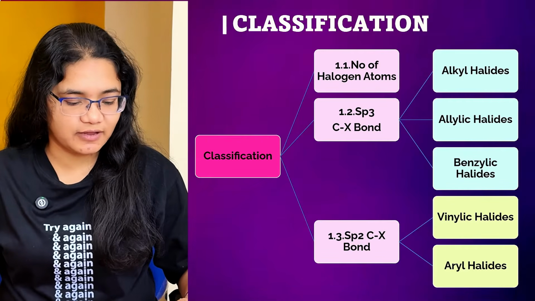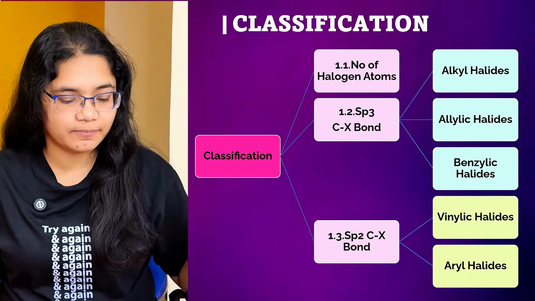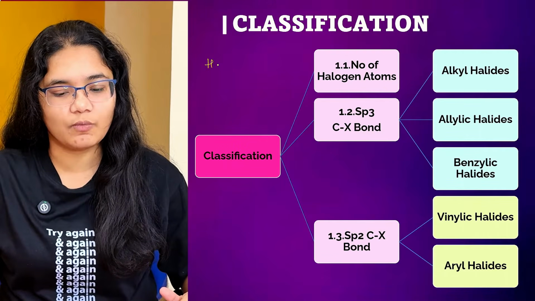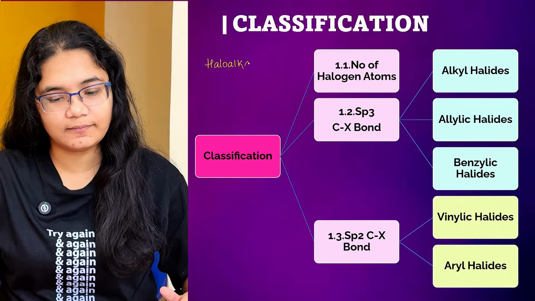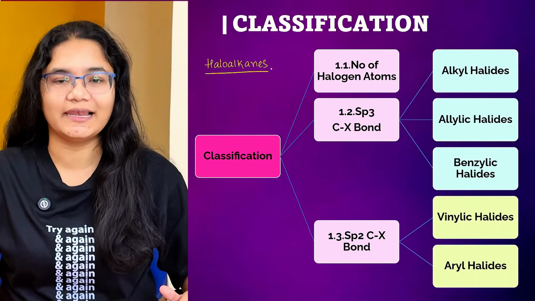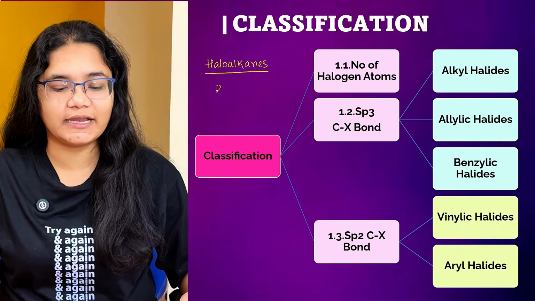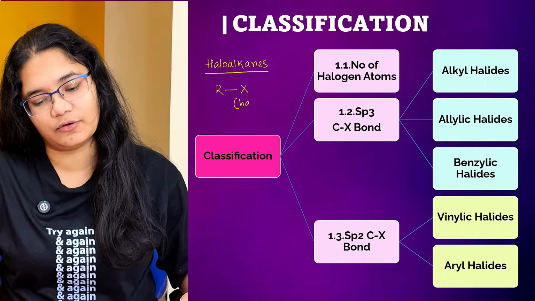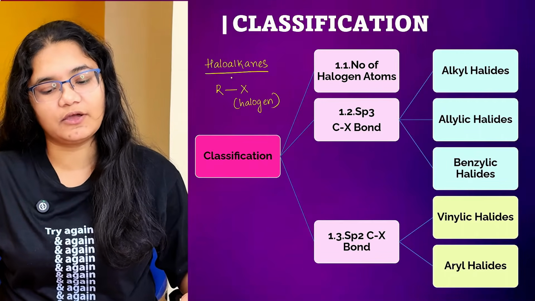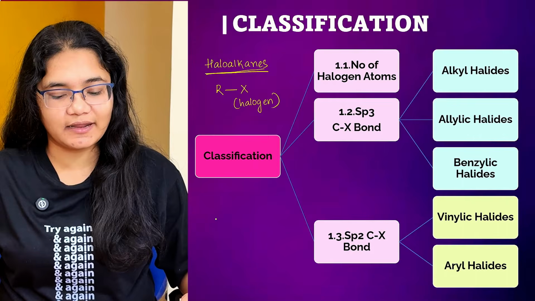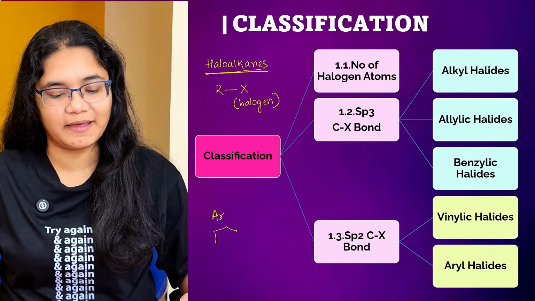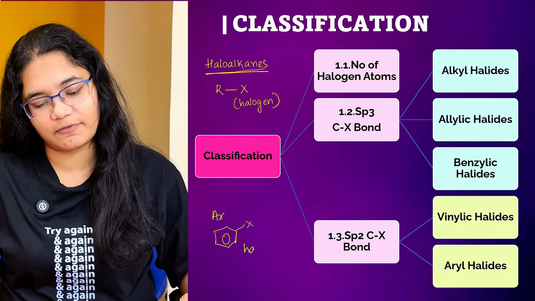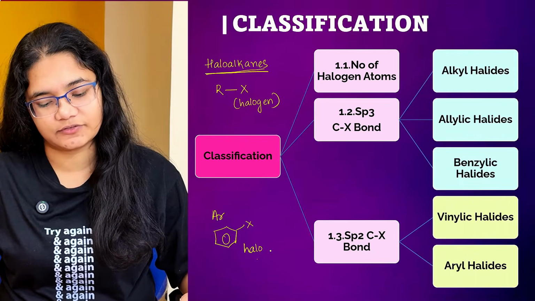So how can we classify the haloalkanes? But before moving to the classification, let us understand what haloalkanes are. Whenever to any alkyl group, which we denote by R, you attach an X, where X stands for halogen, we call it a haloalkane. And whenever to any Ar, meaning any benzene ring, you attach an X group, that is a halogen, we call this type of compound a haloarene.